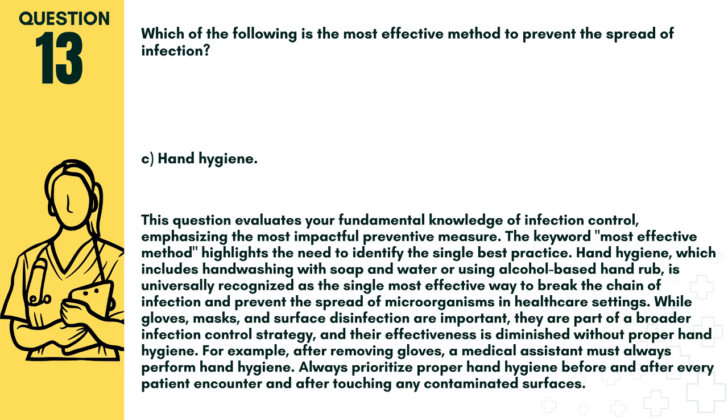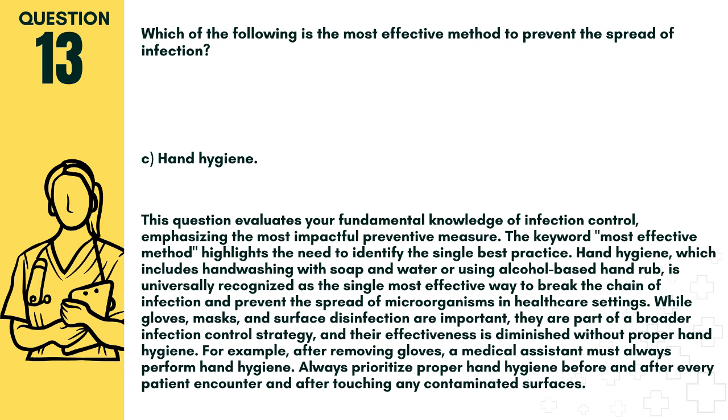Answer: C. Hand hygiene. This question evaluates your fundamental knowledge of infection control, emphasizing the most impactful preventive measure. The keyword most effective method highlights the need to identify the single best practice. Hand hygiene, which includes hand washing with soap and water or using alcohol-based hand rub, is universally recognized as the single most effective way to break the chain of infection and prevent the spread of microorganisms in healthcare settings.